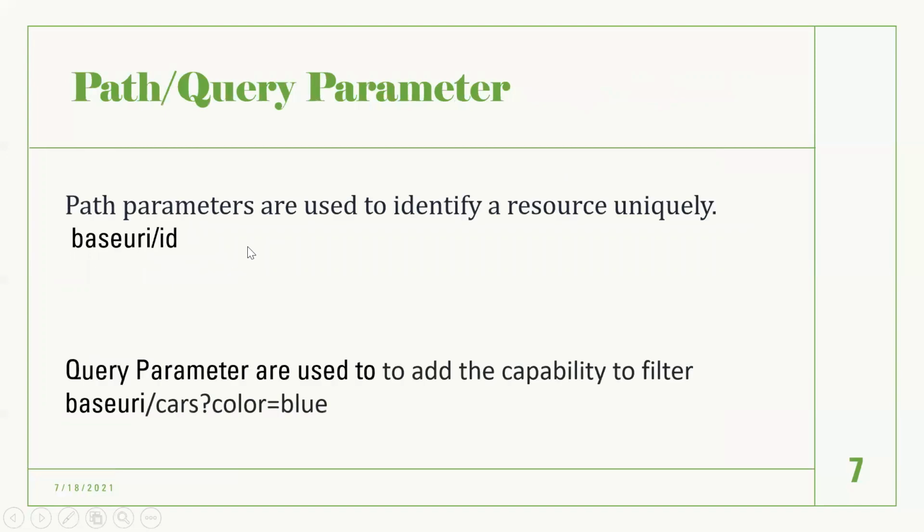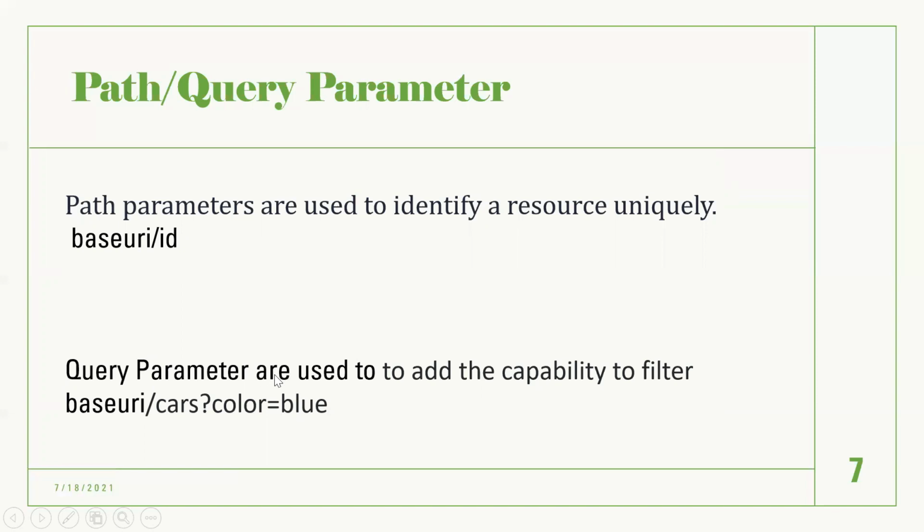Next important question they'll ask you: what is the difference between path parameter and query parameter? Path parameters are used to identify resources uniquely. For example, in booking, while getting with the get API, we used to give the ID that we generated via post. That specific ID, 10, 11, 12, is called a path parameter. You will give it along with your resource.